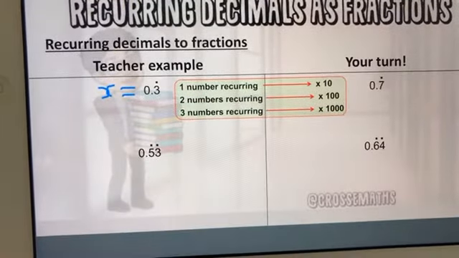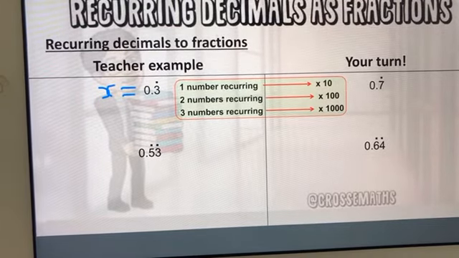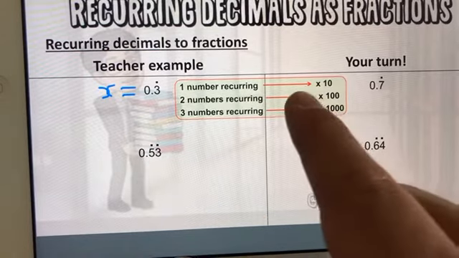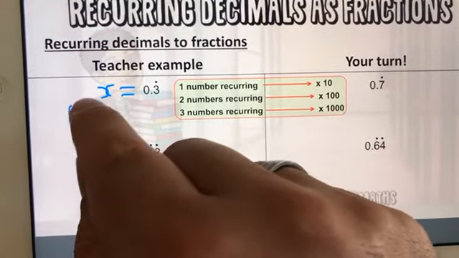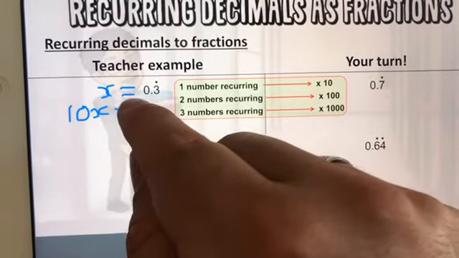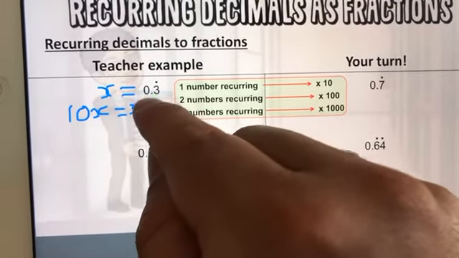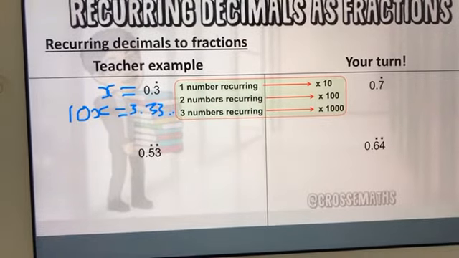I'm going to call that x. So x equals whatever the question number is. So x equals 0.3 recurring. Next, I've got one number recurring, so I'm going to times by 10. So I'm going to times all that by 10, both sides. 10x equals 3.33 going on forever.